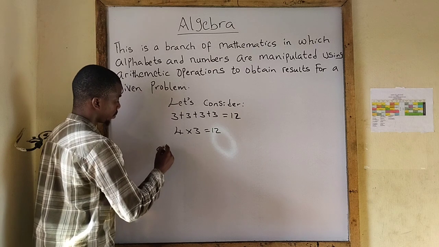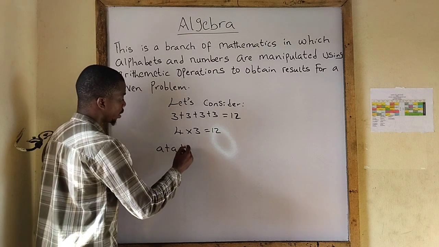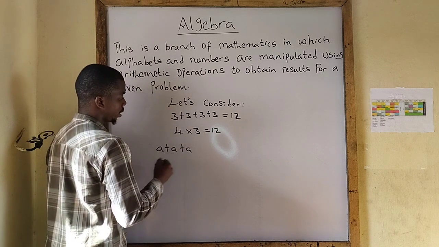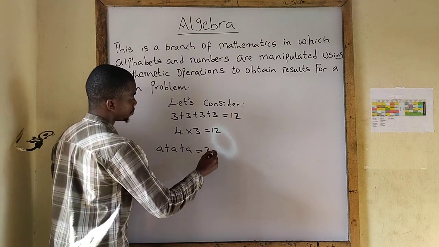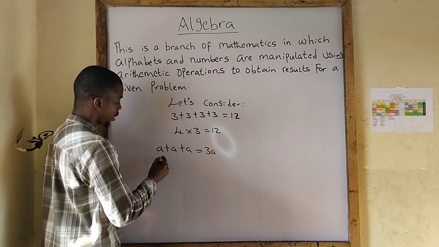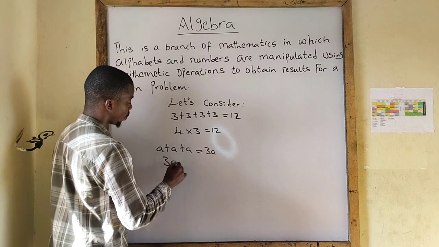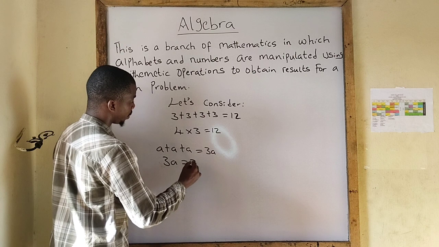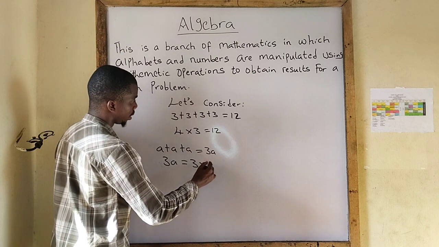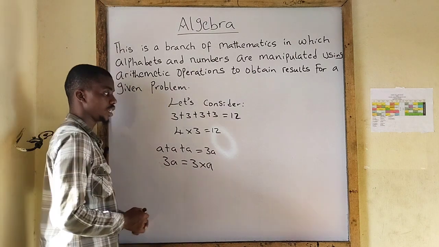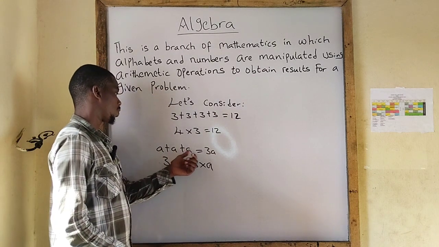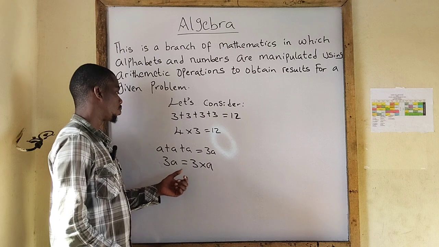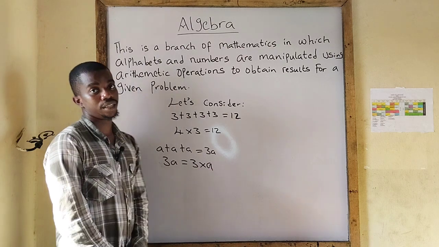a plus a plus a would be 3a. And 3a will mean 3 times a. So 3a will mean a plus a plus a, or will be 3 times a.